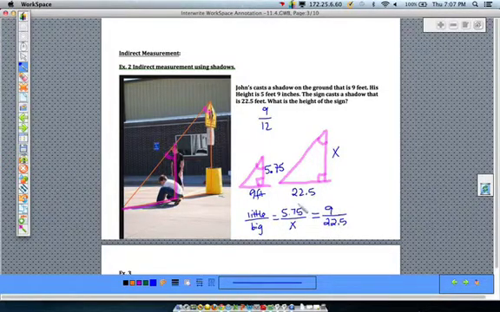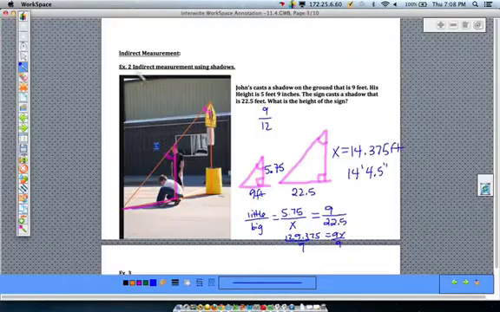So if I solve that, I'm going to go ahead and cross multiply 5.75 times 22.5. That'll leave me with 129.375 equals 9x. Divide by 9, and I'm left with 14.375 feet. If they wanted it in feet and inches, it'd be 14 feet. Multiply 0.375 times 12, and you get 4.5 inches.